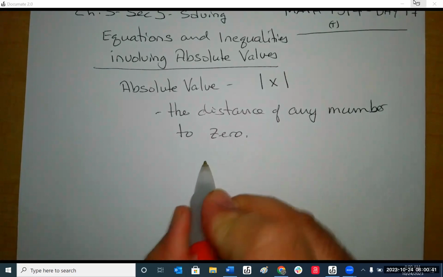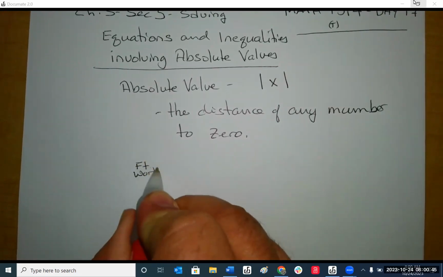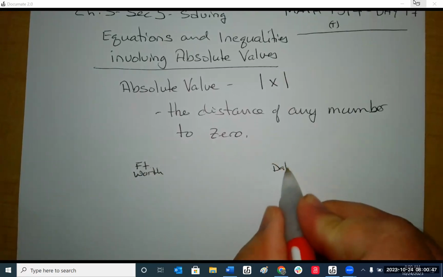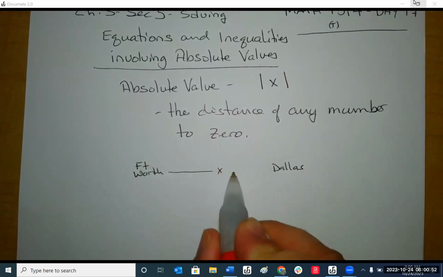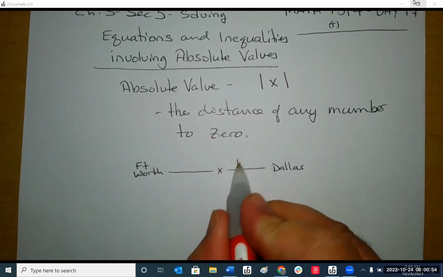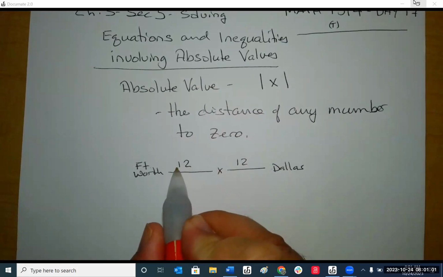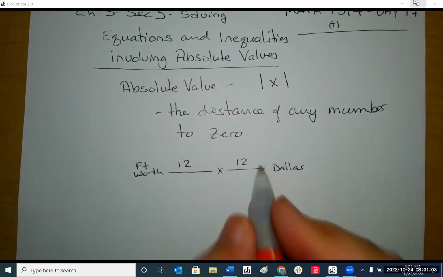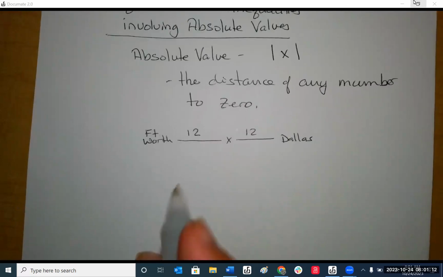For example, if we had Fort Worth over here and Dallas over here, and we were halfway in the middle, let's say it's 12 miles to both from where you are. Since you're going to the left, doesn't make this a negative 12 miles and this a positive. It's just 12 miles. Distance is a positive, is an absolute value. It's a number, and you cannot have a negative.